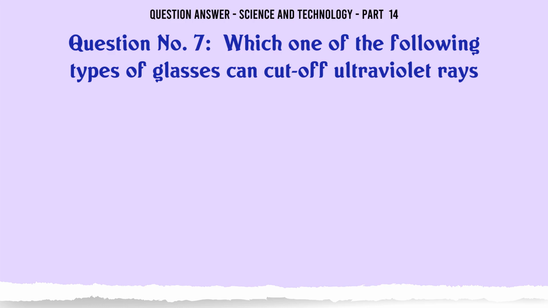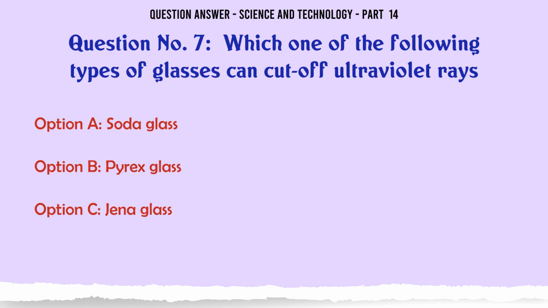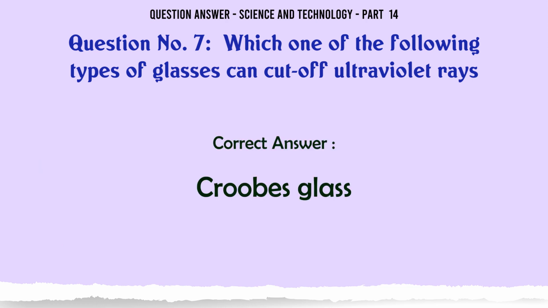Which one of the following types of glasses can cut off ultraviolet rays? A. Soda glass. B. Pyrex glass. C. Jena glass. D. Krupp's glass. The correct answer is Krupp's glass.